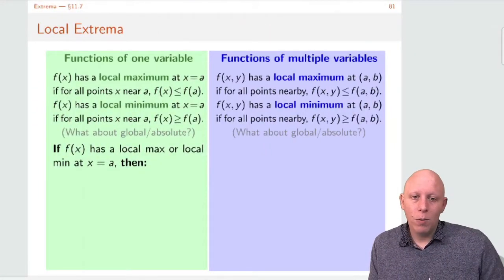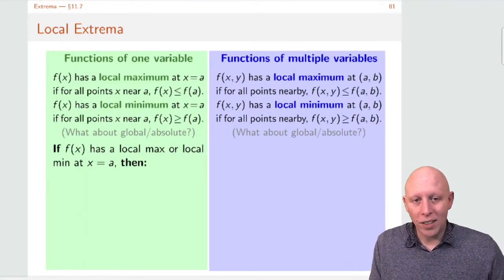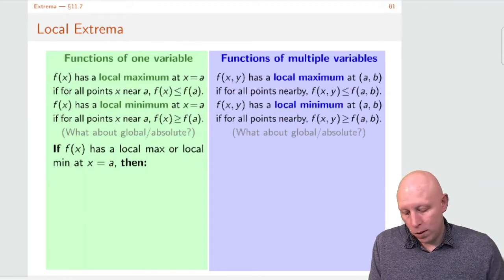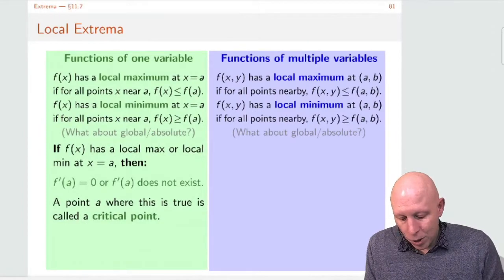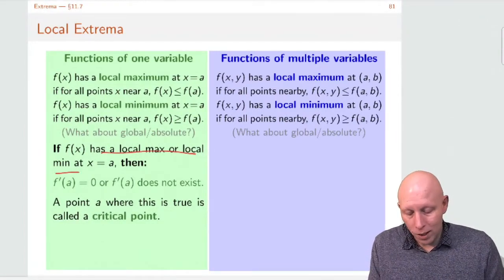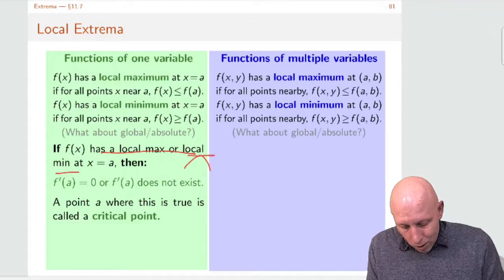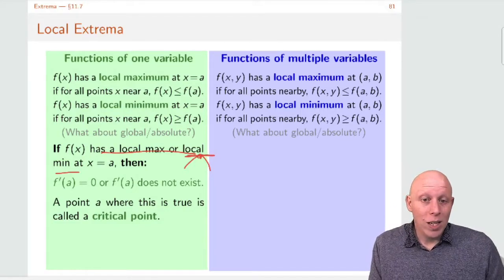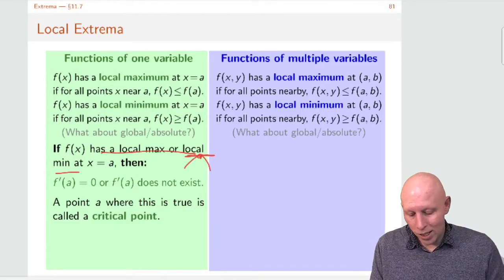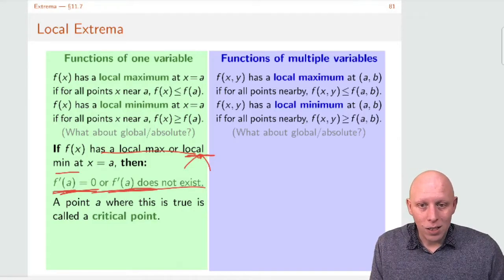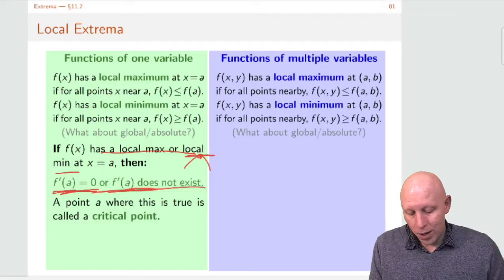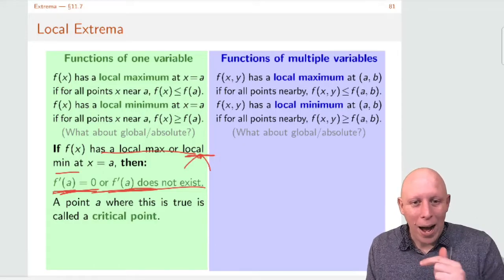One of the things we know from single variable calculus, and that we used as a tool to find local maxes and local mins, was that if you have a local max or a local min, we took a derivative and set it equal to 0. We said if there's a max or a min, then f prime of a is equal to 0 or f prime of a does not exist. So this is kind of the backwards direction.